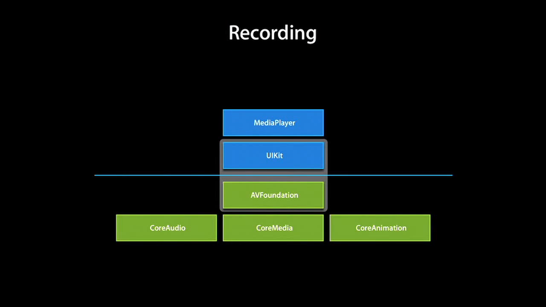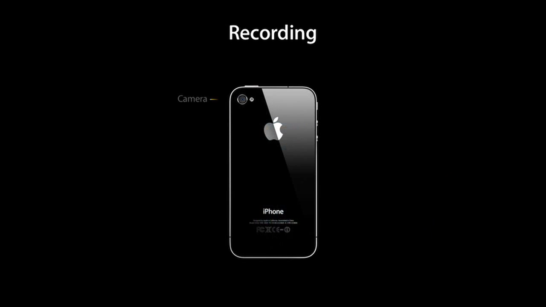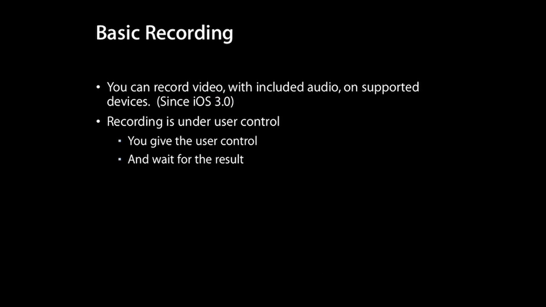Now let's talk about recording. So the Media Player Framework doesn't have anything to do with recording. Instead, UIKit hosts the classes that are associated with recording. And of course, AV Foundation has a number of classes around recording. So when we're recording from our iOS device, say an iPhone, we of course have a camera and a microphone. And remember, because you have a microphone, you need to pay attention to your audio session category and make sure you're setting that correctly. Now, you can record video with audio on iOS devices since 3.0.